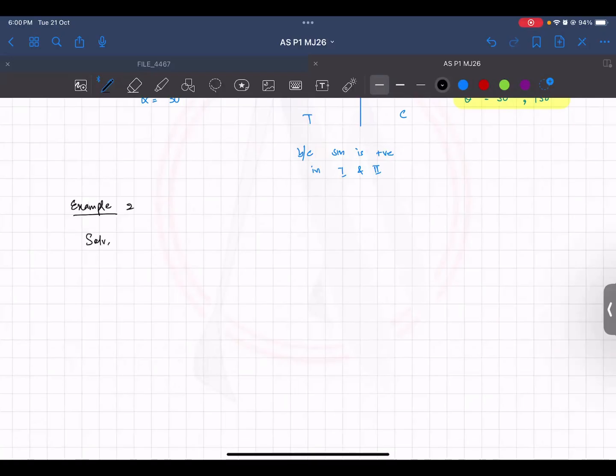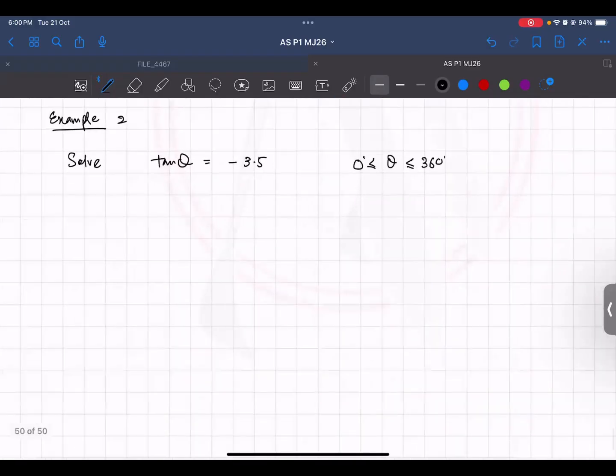Solve, if they have given you, tan theta is equal to negative 3.5 within this range. So step 1, move your tan to the other side. So tan inverse, and you don't take the negative sign over here. Whenever you find the alpha, you don't take the negative, you only put in the positive.